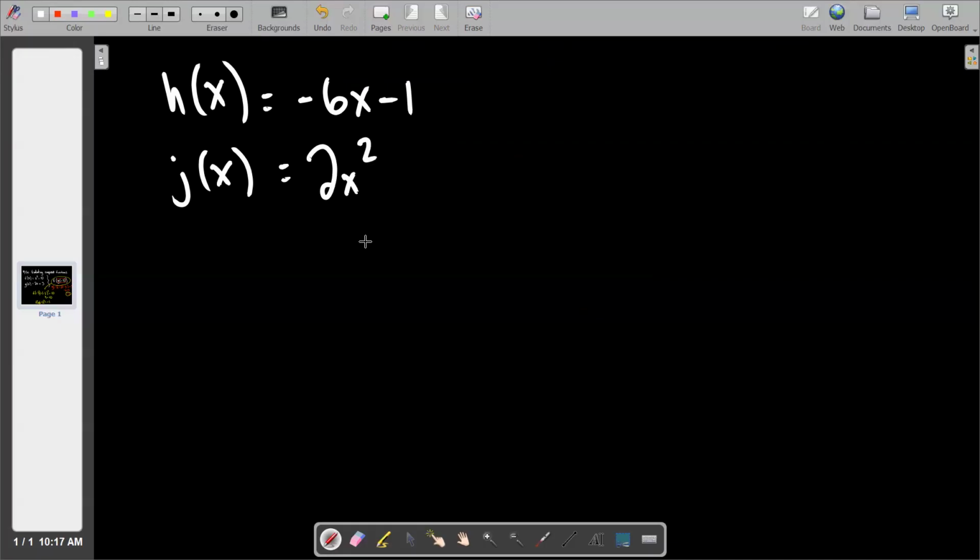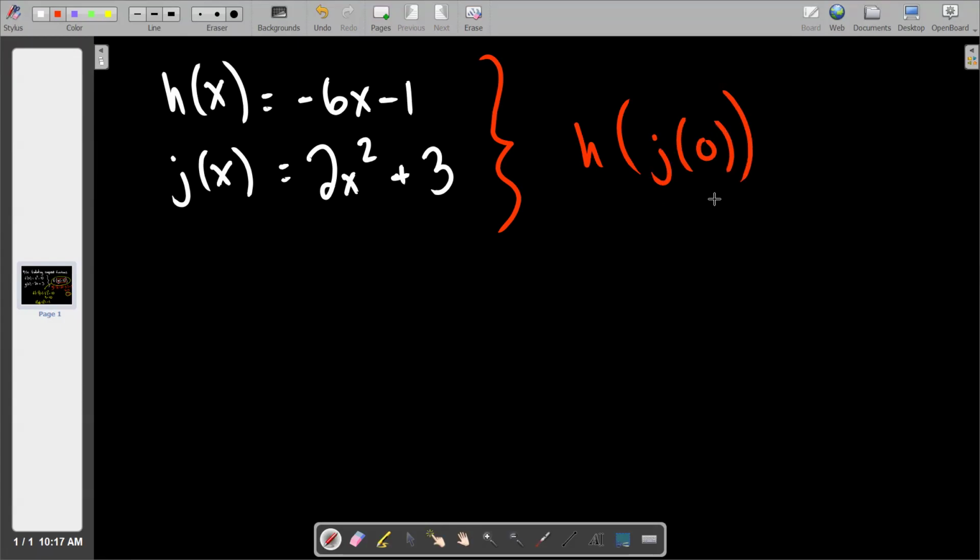And what j does is he squares our input and then multiplies that answer by 2 and then adds 3 to that product. So we are going to find h of j of 0, like this. What math problem do we do first?